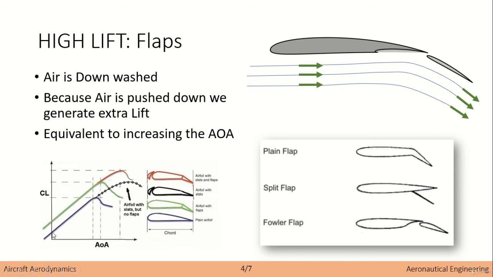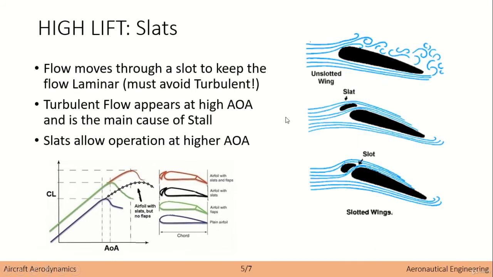So for instance, at zero angle of attack, for this airfoil, we will have this coefficient of lift. And for this same angle of attack, if we add this part here, which would be the flap, we actually get a higher coefficient of lift. This is what you need to know. This is what flaps do. It is basically equivalent to increasing the angle of attack. So that's what you need to know. This would be the flaps.